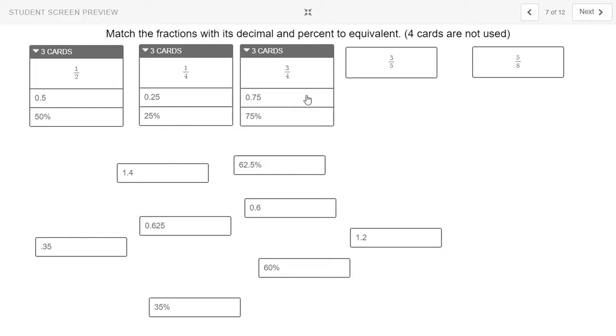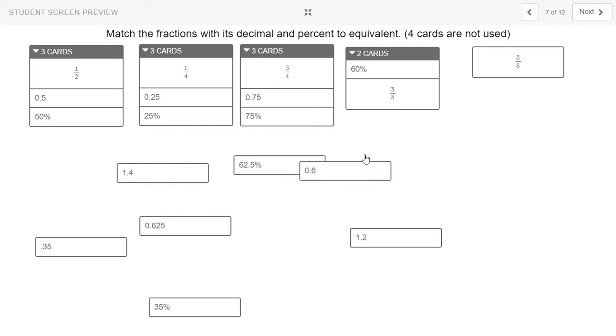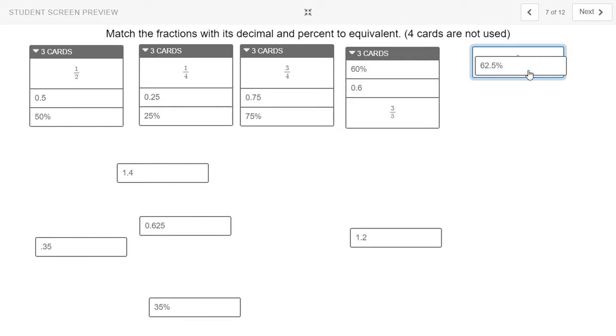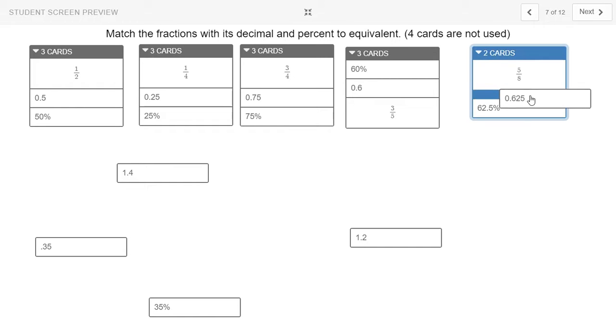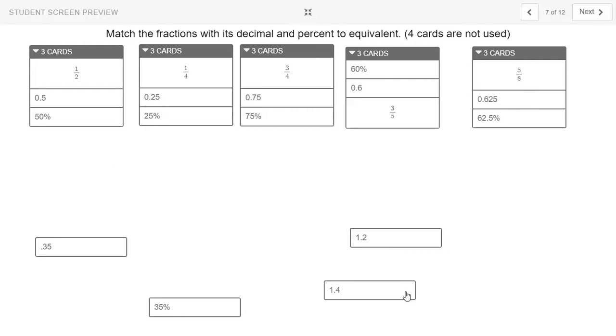3/5 comes from 1/5. 1/5 is 20%. So 3/5 is 60%. So 0.60 or 0.6. And 5/8, remember 1/8 is half of 1/4. If we know that 1/4 is 25%, 1/8 is 12.5%. Now to figure this out, 4/8 plus 1/8 is 5/8. 4/8 is a half, which is 50. 1/8 is 12.5. So that would equal 62.5%, which is 0.625. And that's it. And these are the 4 that are not used.